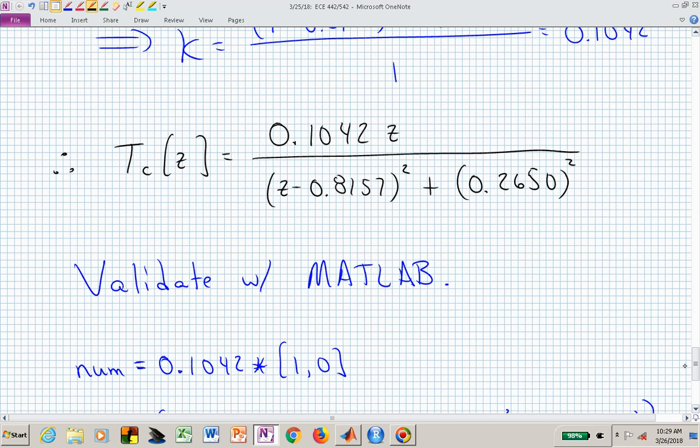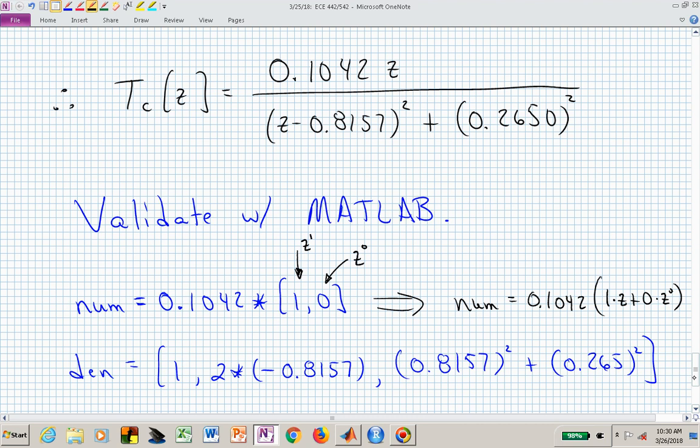And here is the numerator. We now hopefully see that this row vector, the coefficient 0 is scaling z to the 0, and we just keep moving to the left for higher powers of z. So in this case, the numerator is actually that gain times 1 times z plus 0 times z to the 0. And that's what we wanted. We wanted 0.1042 times z.